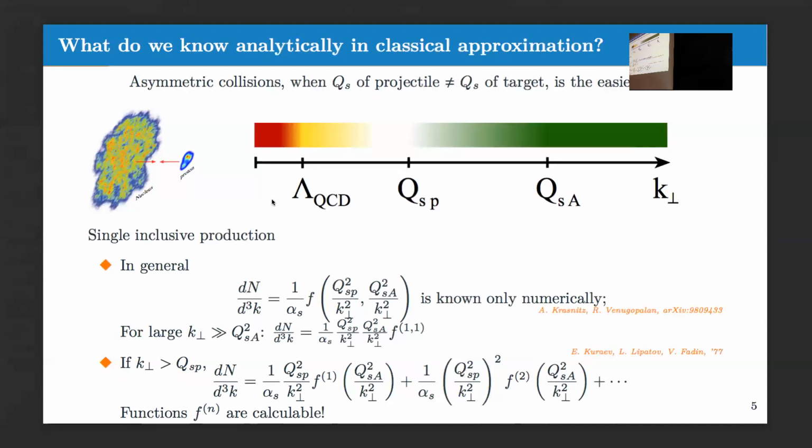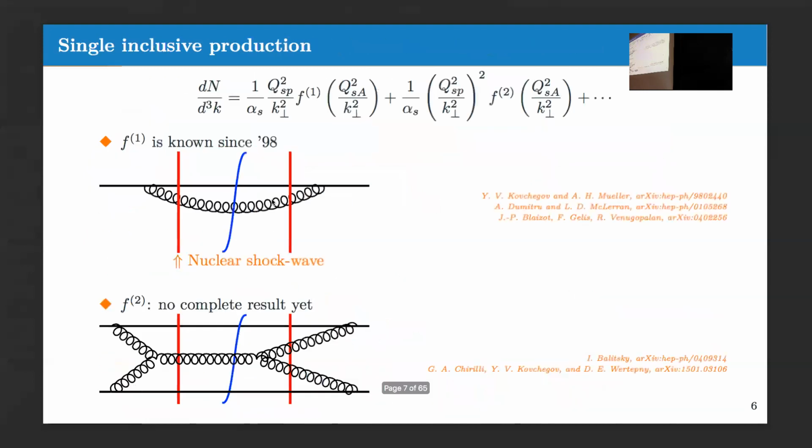I said that you can expand this. In principle, these functions are theoretically computable, though in practice it is of course complicated. Going back to your point, what is known analytically here is F1, the first term, known analytically since 98, and Alan Tuery was one of the first who actually computed this one.